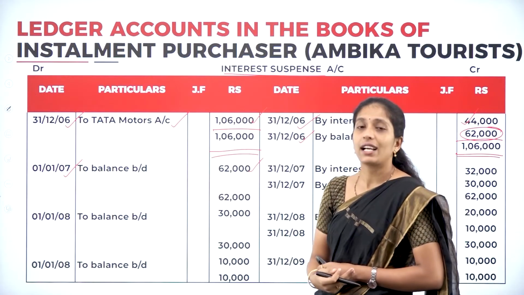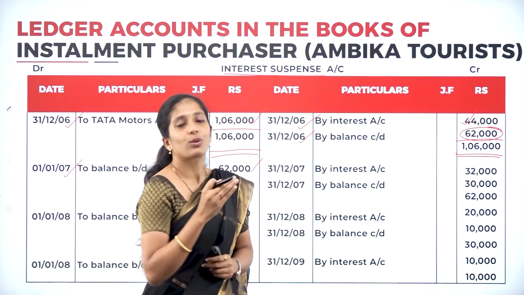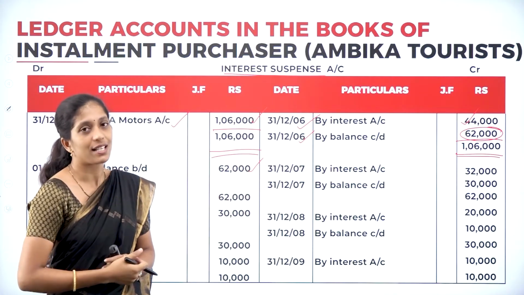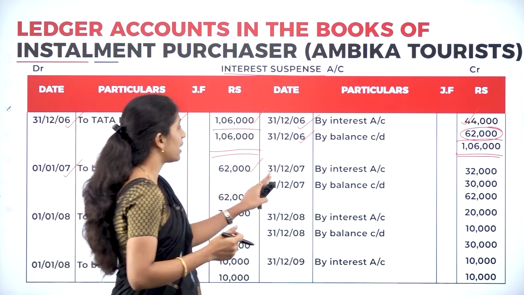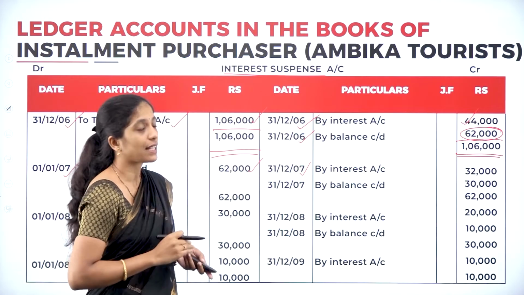Now for the second year, you will not have an entry for the asset purchased. Directly go to the interest due. So what is the entry? Interest account debit to interest suspense account. So how do you record? 31st/12/07 by interest account. What is the second year interest?